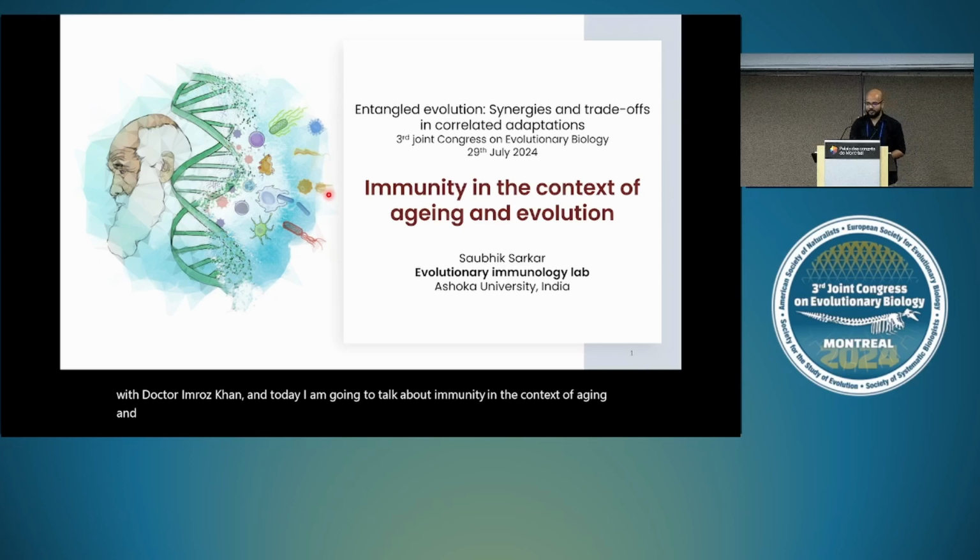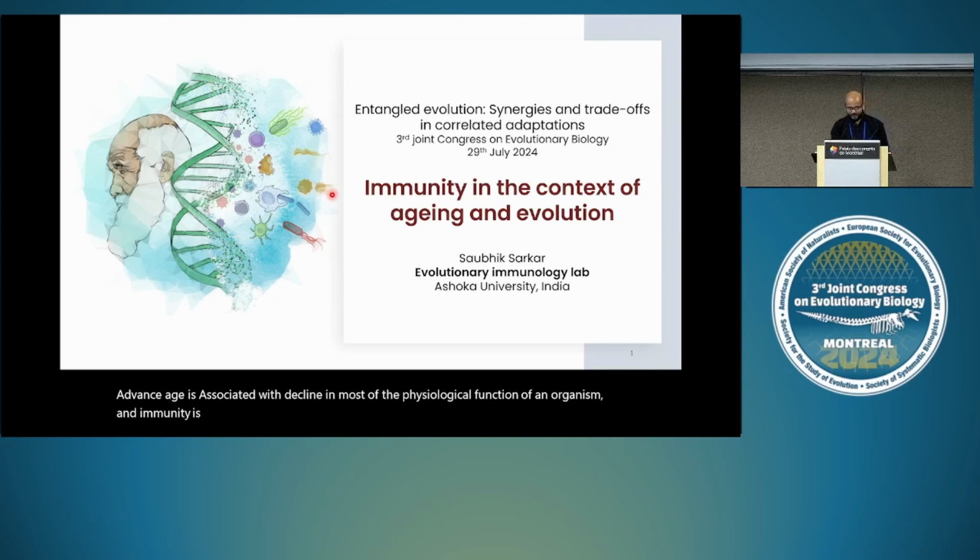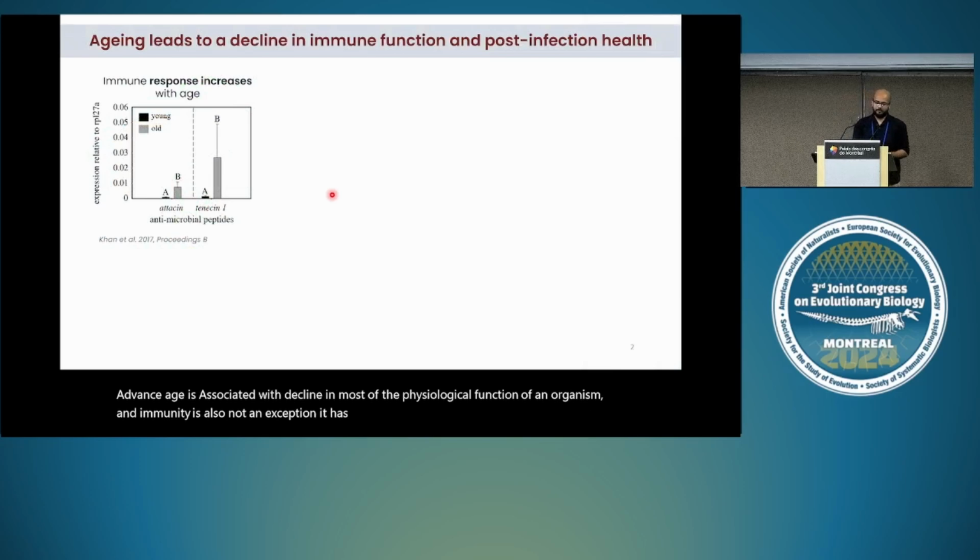So let me start off by saying that advanced age is associated with decline in most of the physiological functions of an organism, and immunity is not an exception. It has been shown that aging leads to adverse changes in immunity, and this is known as immunosenescence.